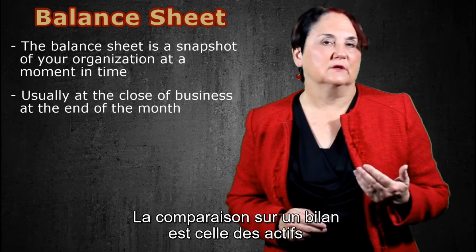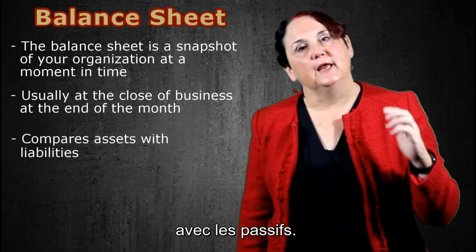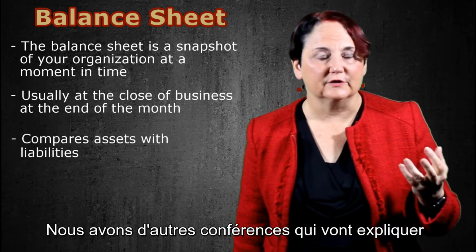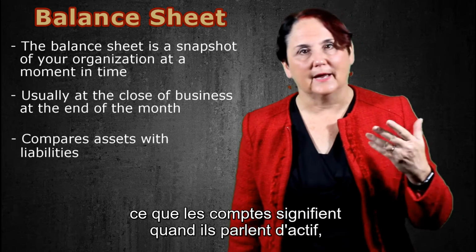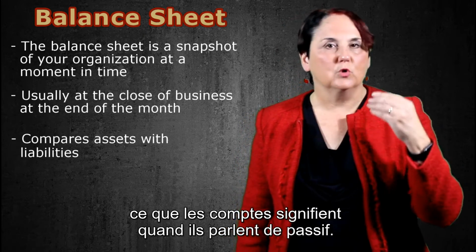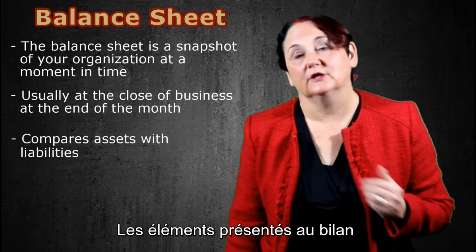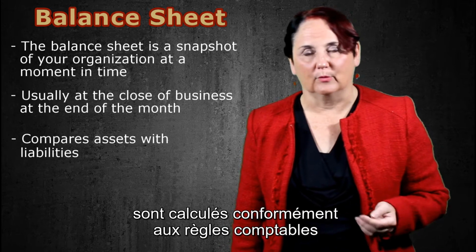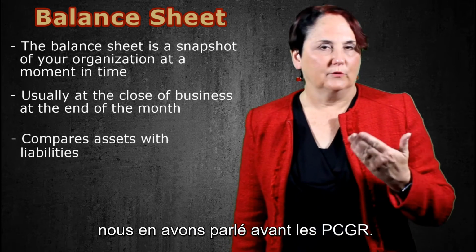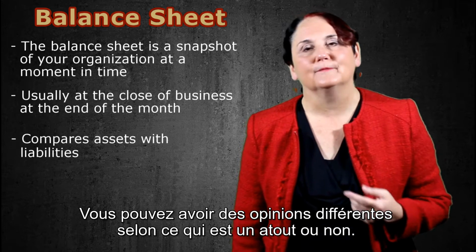The comparison on the balance sheet is of the assets with the liabilities, and we have other lectures that are going to explain what accountants mean when they say asset, what accountants mean when they say liabilities. So those items that are presented on the balance sheet are calculated in accordance with the accounting rules we've talked about before, the GAAP. So you may have different opinions on whether something's an asset or not.